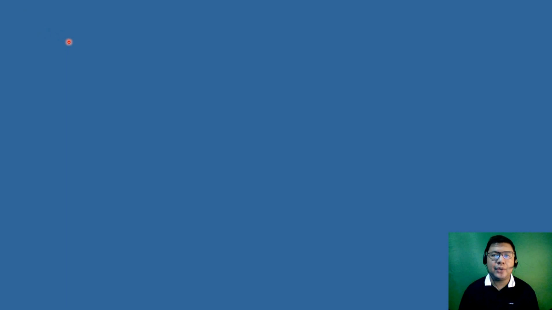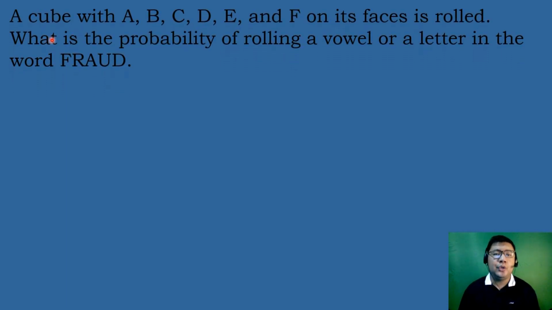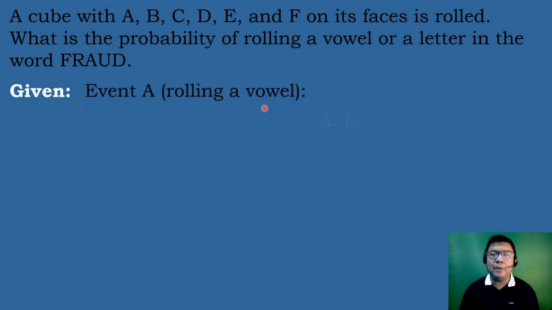Let's have our second example. A cube with letters A, B, C, D, E, and F on its faces is rolled. What is the probability of rolling a vowel or a letter in the word prod? Let's identify first the given. So event outcomes of A, which is rolling a vowel, is equal to the letters A and E, because these are the vowels that can be found from the letters A, B, C, D, E, and F. And that is equal to 2.